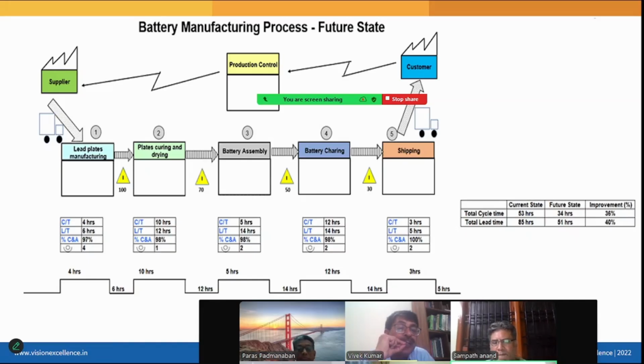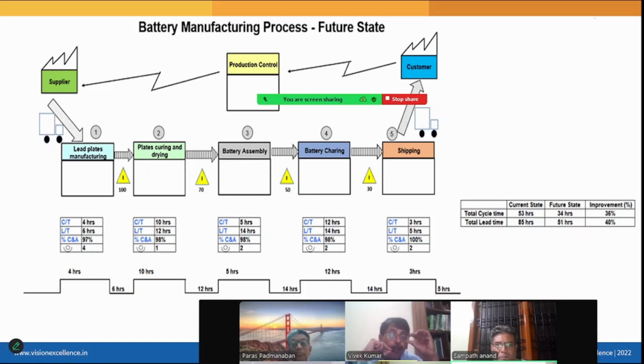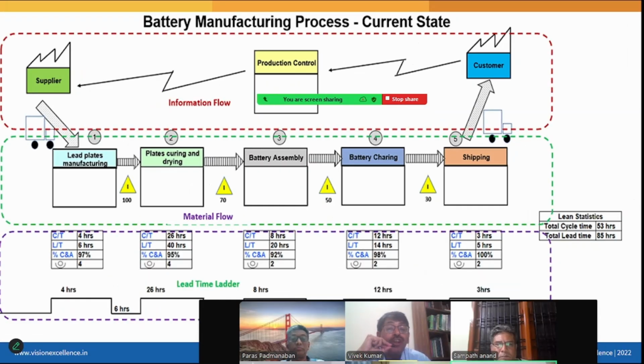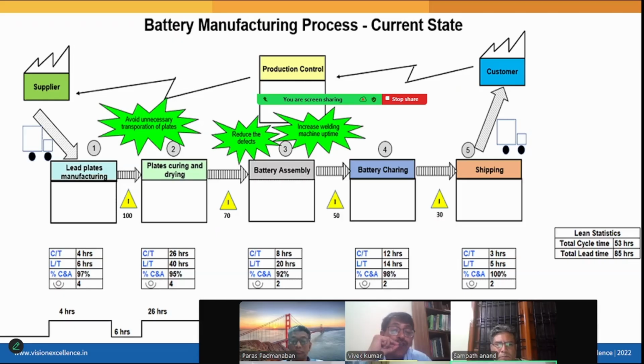How much improvement are we targeting in the cycle time? 36%. How much improvement are we targeting in the lead time? 40%. So my point is that when we have created our present state value stream map, and identified where the opportunities for improvement lie, then we create our future state map, and then we work on these opportunities by making process improvements, kaizens, and problem solving methodologies, and then we reach our desired state.